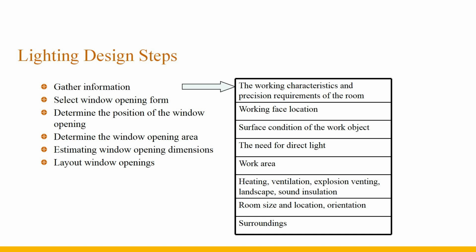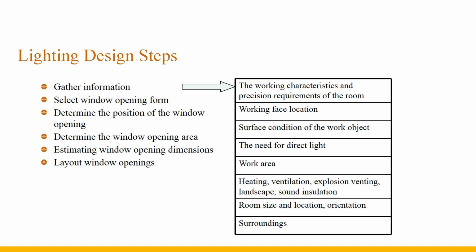The data to be collected mainly include the working characteristics and the processes of the room, the location of the working surface, the surface condition of the working objects, the need for direct light, the working area, heating, ventilation, explosion venting, landscape, sound insulation, room size and location, orientation, surrounding environment, etc. The classification of visual jobs and the determination of the standard value for daylighting coefficients require consideration of the most sophisticated and typical jobs and an understanding of dimensions that need to be identified in the job.